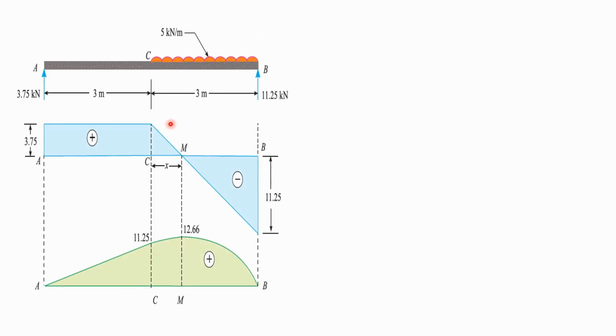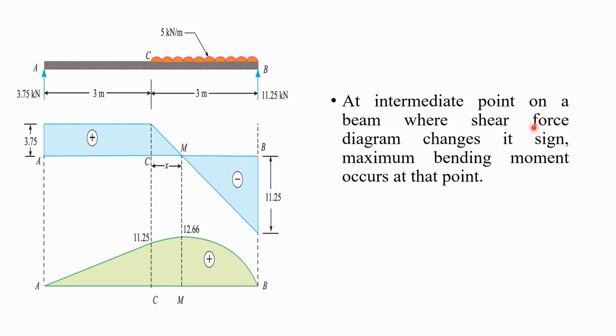The next case: if you observe the shear force diagram between C and B, your shear force varies linearly with respect to length. But when shear force changes its sign from positive to negative, there is one point where the shear force value is 0, that is this point M. At an intermediate point on a beam where the shear force diagram changes its sign, where the shear force value is 0, at that point we get the maximum bending moment. So if you observe the bending moment diagram, under the shear force value 0, we get the maximum bending moment.